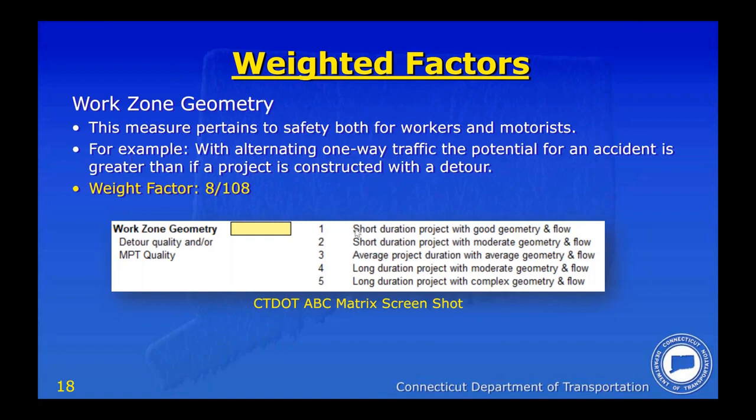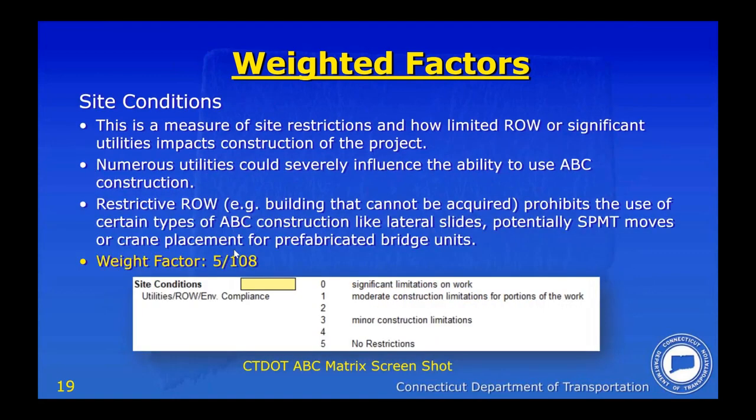So projects that are short duration projects with good geometry and flow might be lower on the need for work zone geometry to be an important factor for consideration for ABC. Or 5, a long duration project with complex geometry and flow would be a very high candidate from this measure alone for ABC.